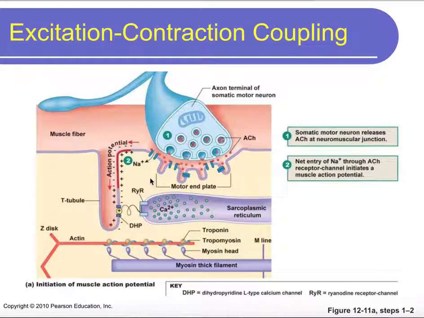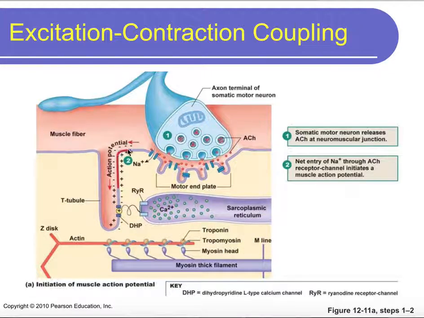And if it depolarizes to threshold, then we're going to fire an action potential along our sarcolemma of our muscle. And so here's our action potential traveling along the sarcolemma. And then guess what? It comes across a T-tubule. Remember, a T-tubule is basically an invagination of our sarcolemma, and it brings the action potential from out here in the surface into the depths of our muscle fiber. Now, right up against our T-tubules are our sarcoplasmic reticuli. So there's going to be one on either side.